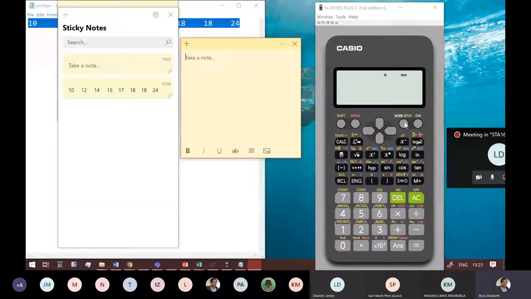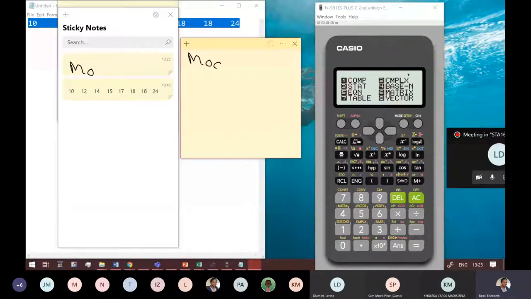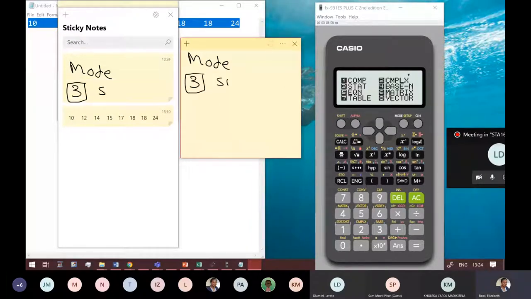So how do we get there? The first step is to press the mode button. You will see that it has so many menus, unlike the previous one. The one we are interested in is number 3. So you're going to press 3 for the set, and you get this menu.